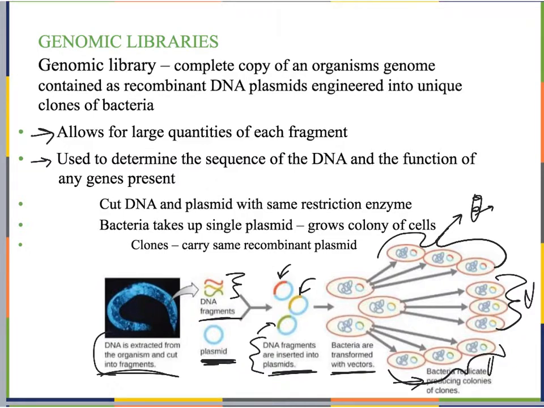So we can see the function either in the bacterium themselves, or we can utilize that information to somehow determine the function of any of the genes that are present in that chunk. So then here are the steps that we talked about. Cut the DNA and plasmid with the same restriction enzyme. The bacteria takes up a single plasmid, then we grow colonies of those cells, and these clones all carry the same recombinant plasmid. So that's what these are right here, all carrying the same recombinant plasmid, and then we can keep them and use them later.